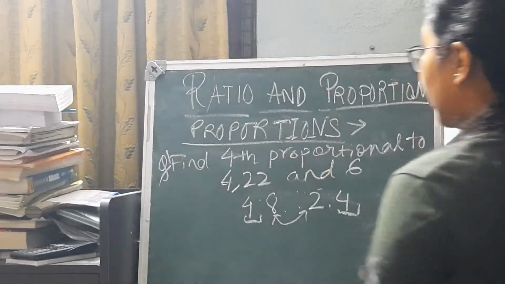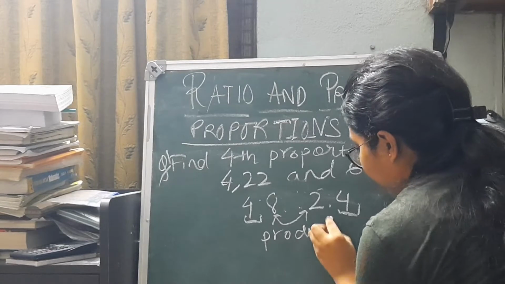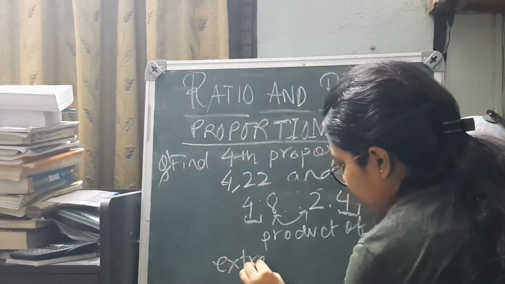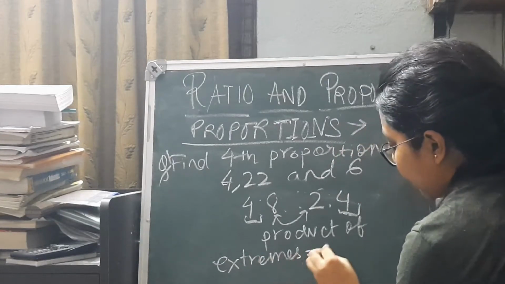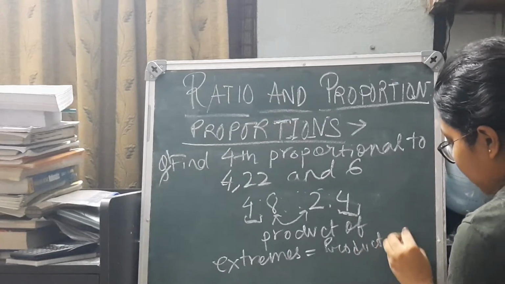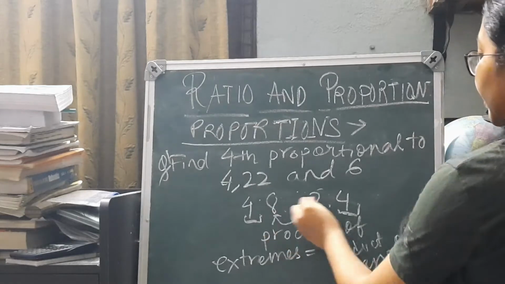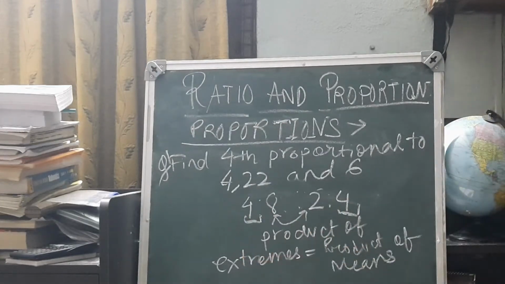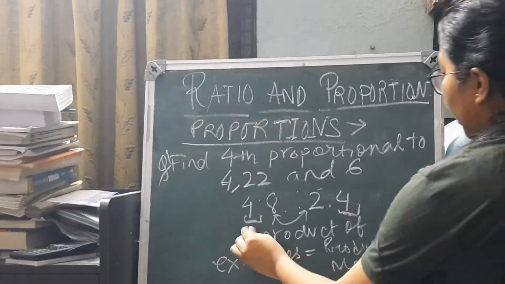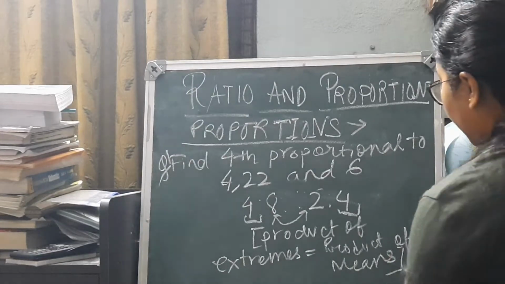Now the most important thing is, in ratio and proportion, the product of the extremes is equal to the product of the means. That means 8 into 2 is equal to 4 into 4. That means they are in proportion such that the product of the extremes is equal to the product of the means. That is the most important criterion here.